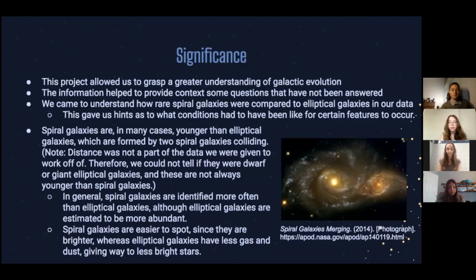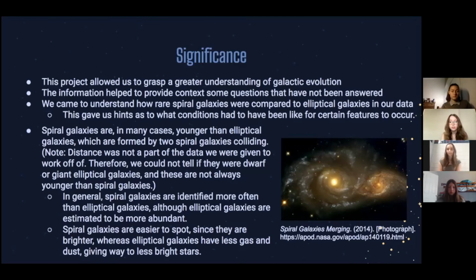We also came to understand how rare spiral galaxies were compared to elliptical galaxies in the data found, and even rarer were special features and disturbances, giving hints as to what the conditions had to have been for these rare features to occur. Spiral galaxies are in many cases younger than elliptical galaxies, which are formed by two spiral galaxies colliding. But just note that distance was not part of the data we were given to work off of, and therefore we could not tell if these elliptical galaxies were a dwarf or a giant. And these are not always younger than spiral galaxies, so they don't apply in all cases.